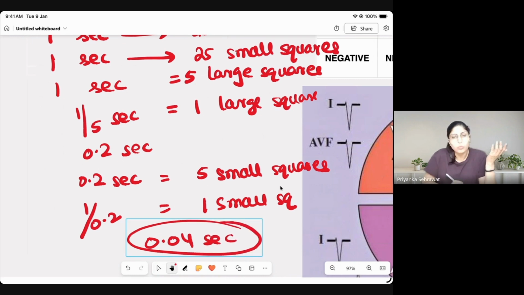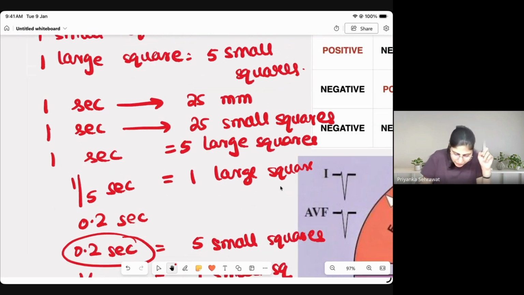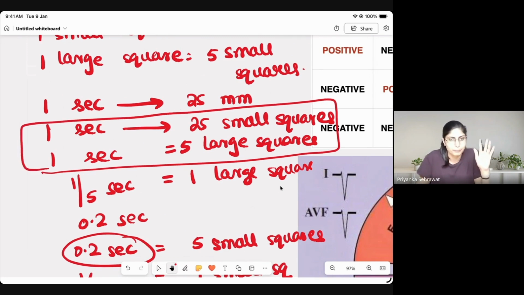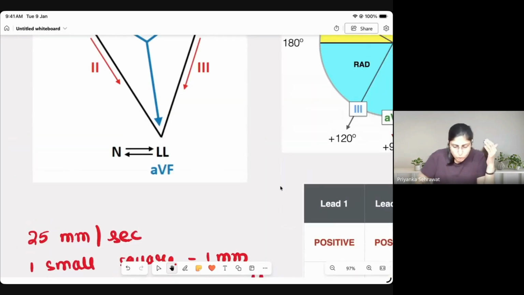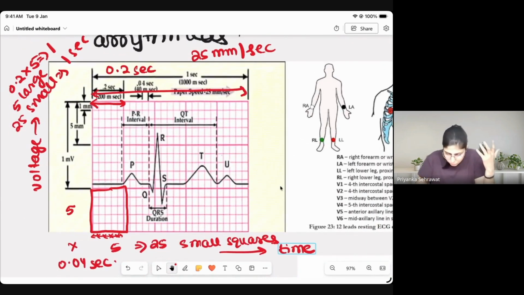So just remember, 1 small square constitutes 0.04 second in time. 1 large square constitutes 0.2 seconds in time. And 1 whole second requires 25 small squares or 5 large squares on the paper. Got it? Easy to remember or easy to figure it out? Okay. So most of you get confused in this, timing and the length thing. So that's why I told you this.